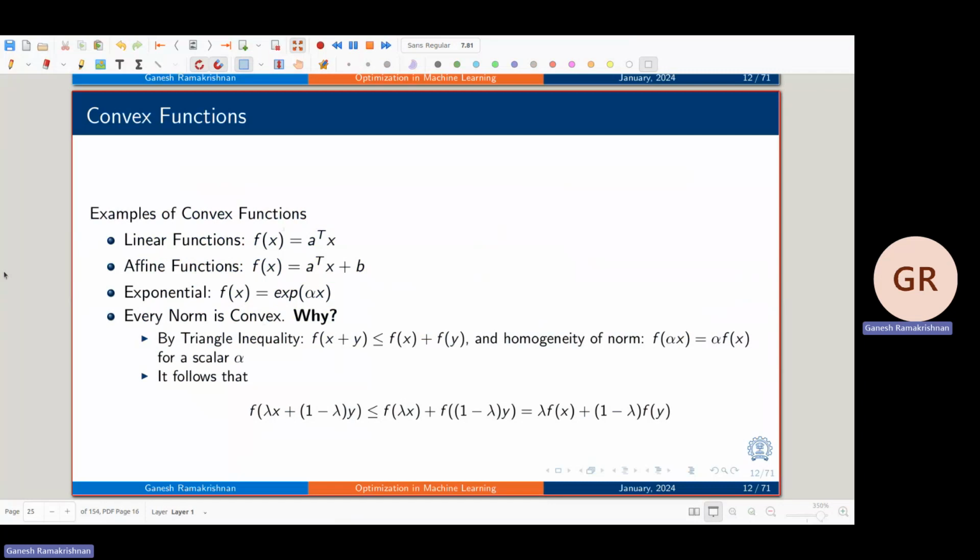So the first one was linear, affine, that entire group, right? Second is norm. Are all norms strongly convex? What do you think? Not necessarily, right? Which norm would you think is strongly convex? L2. Basically, it's match fixing, right? Heads I win, tails you lose.